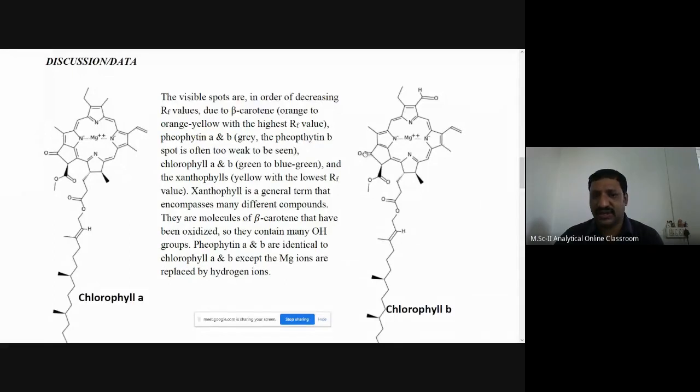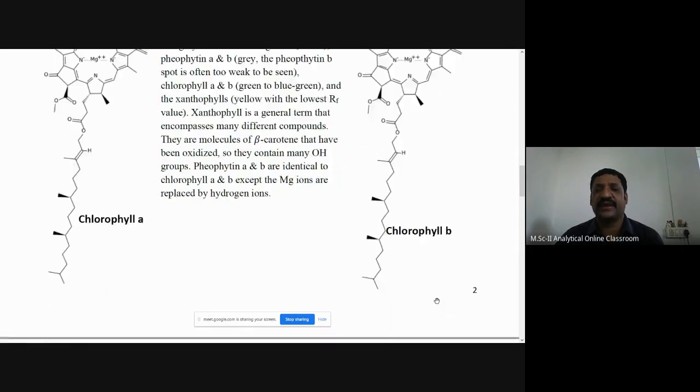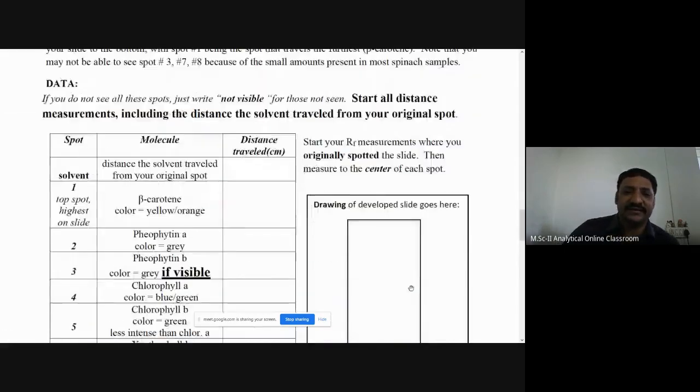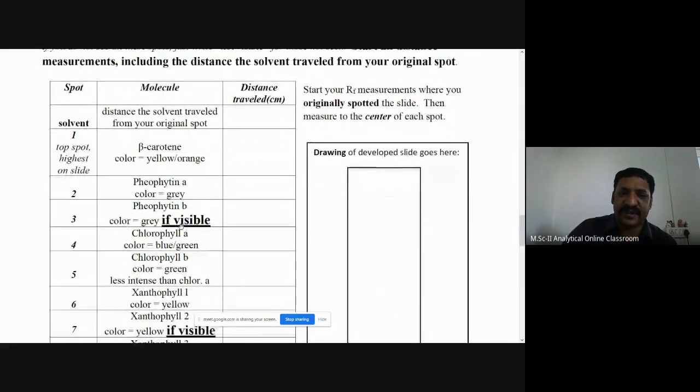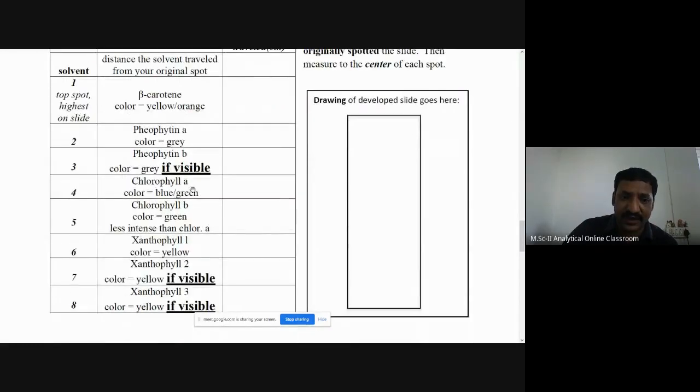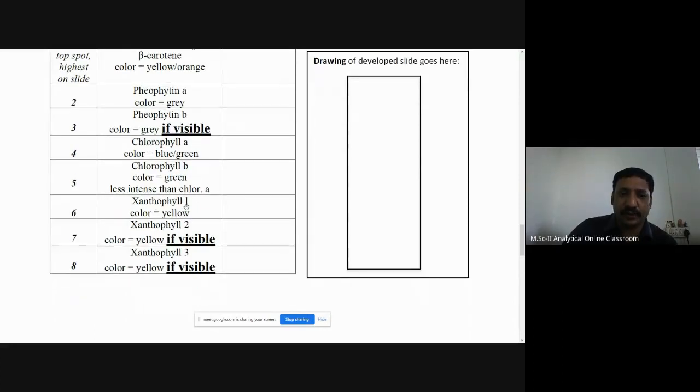As for the structural difference, all of you know that here is the aldehyde group instead of the methyl group in chlorophyll B. Also we saw that there are different colors: beta carotene has yellow color, pheophytin A has gray color, pheophytin B has gray color if it is visible, chlorophyll A is blue green, chlorophyll B is only green, then xanthophyll, xanthophyll 2, xanthophyll 3. So all these pigments, you know that.